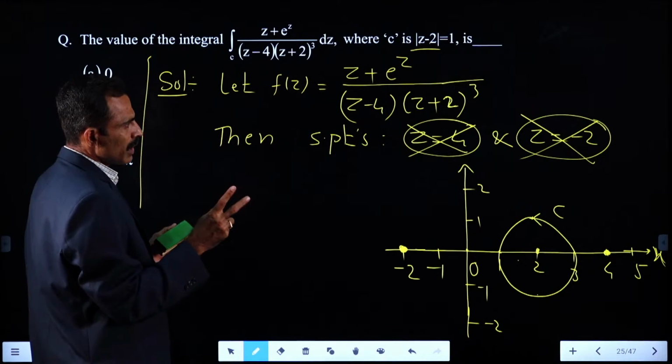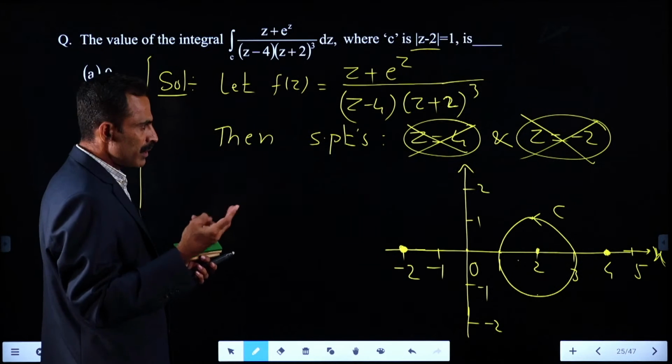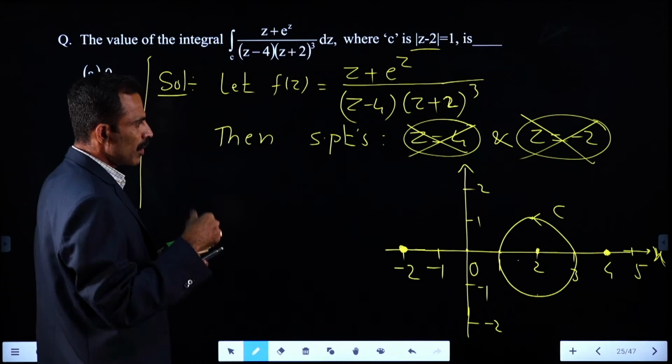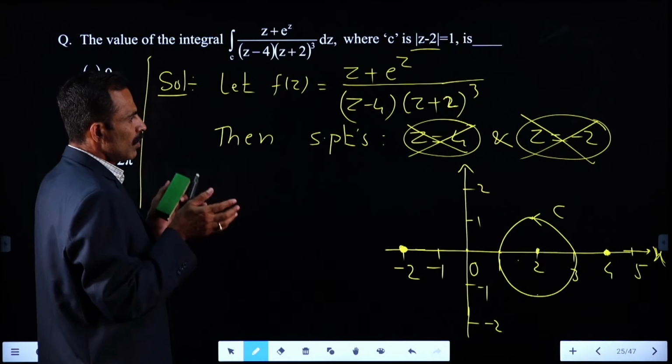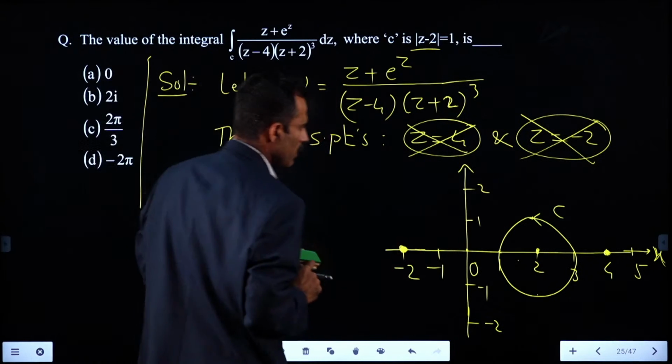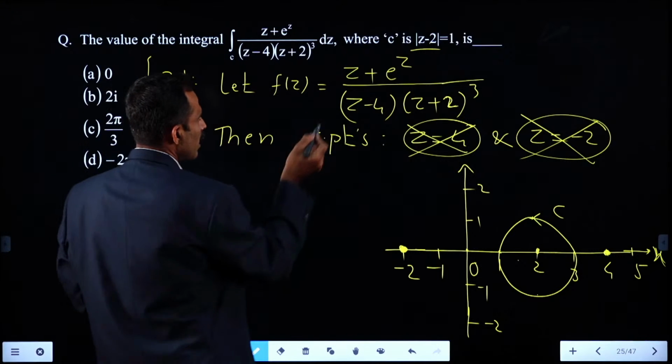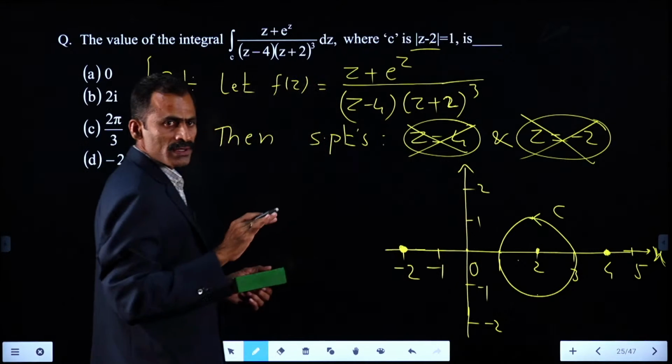Here the function has two singular points. The two singular points are lying outside the region. That is, inside the region no singular point, on the region no singular point. That means the function is analytic inside C and on C. Therefore, by Cauchy's theorem, the integral of this function along the closed curve is always 0.